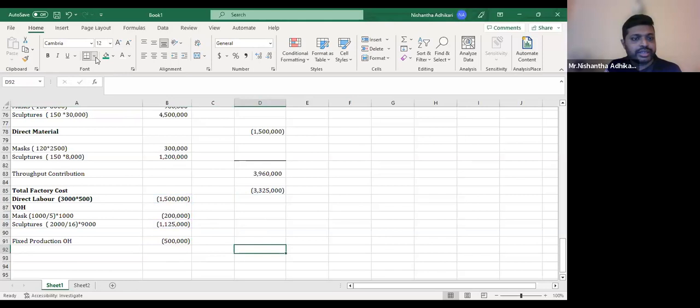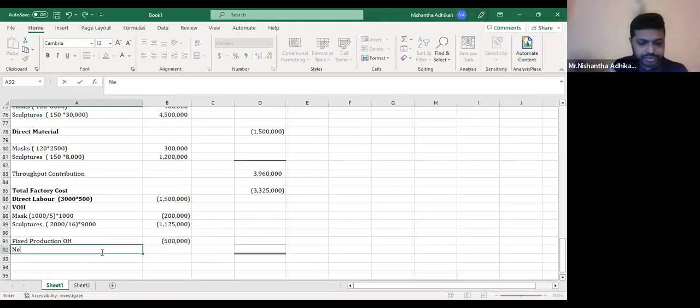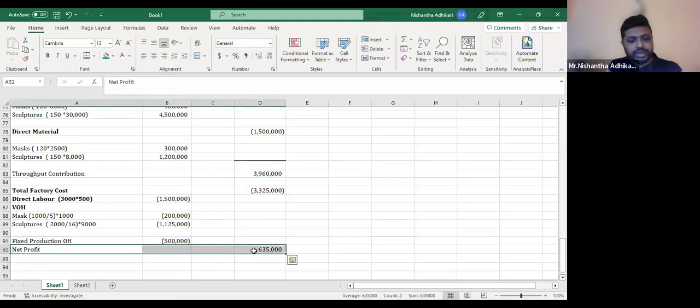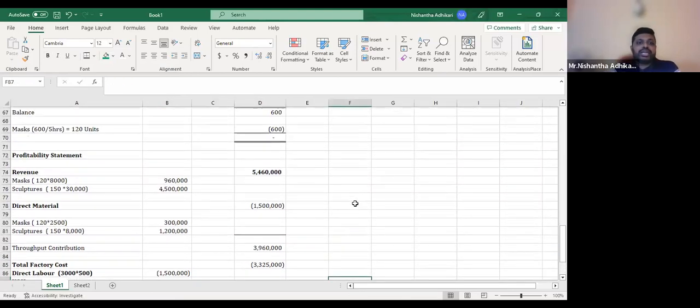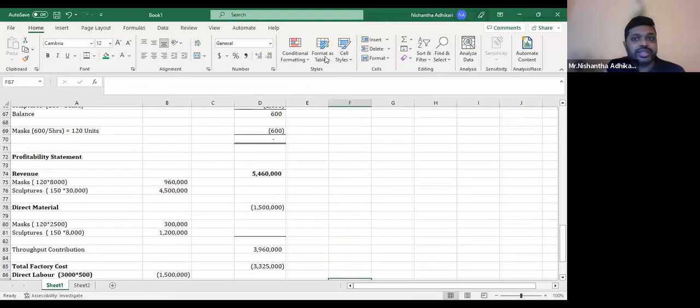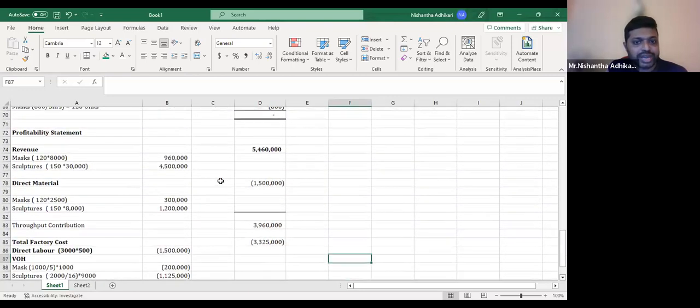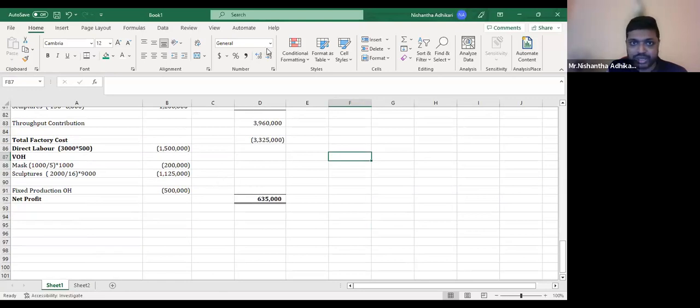Now here you can take net profit. If you deduct this amount, your net profit should be 635,000. That is how we will deal with throughput accounting. That is the first part of the answer. We have prepared the product mix and production plan. Thereafter, we have prepared the profit statement. Okay, we'll go back to the illustration and see the balance part.